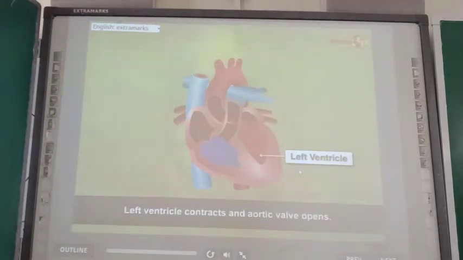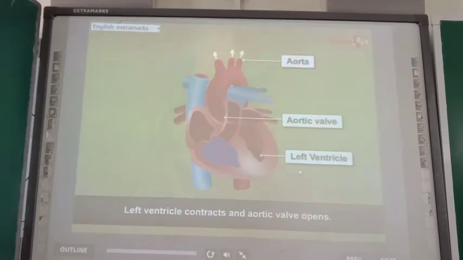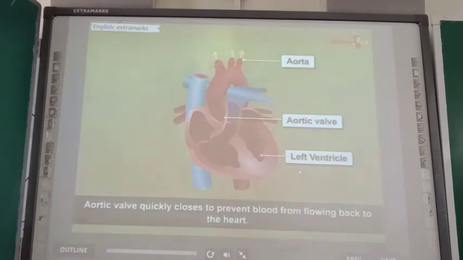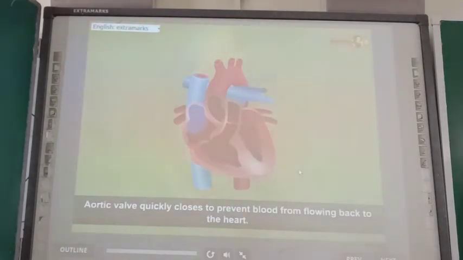Now the left ventricle contracts and the aortic valve, or semilunar valve, opens. The oxygenated blood is pumped into the aorta, which distributes oxygenated blood to the rest of the body. This happens at the same time as the right ventricle pumps blood into the pulmonary artery on the other side of the heart. The aortic valve quickly closes to prevent blood from flowing back to the left ventricle. Meanwhile, both the atria start getting filled with blood, and in this way the cardiac cycle continues.